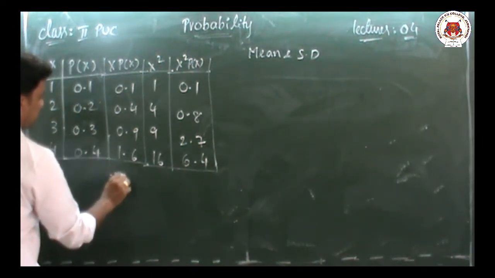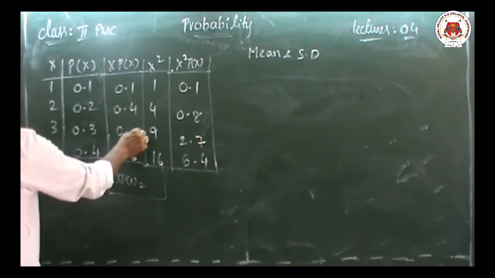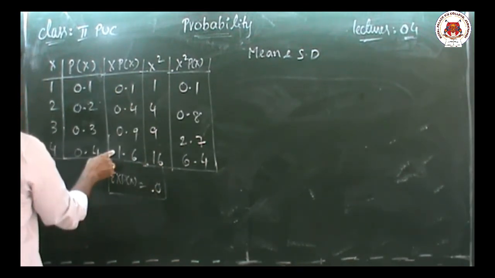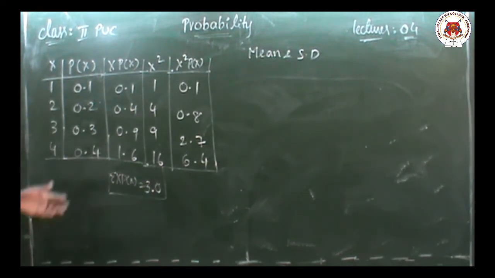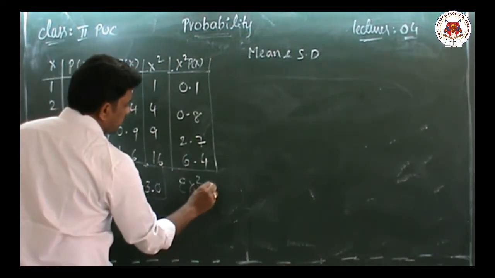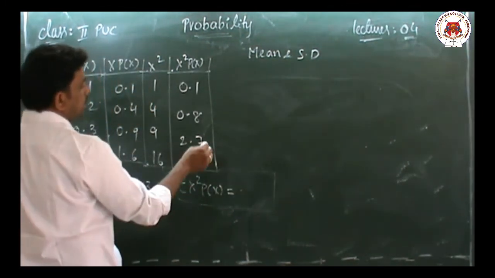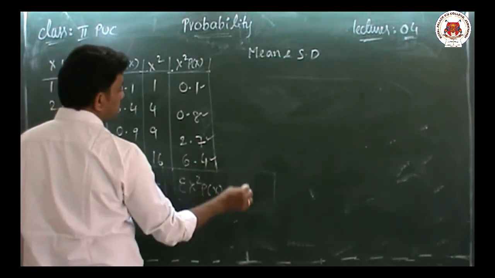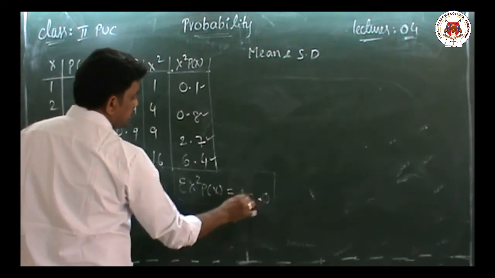So it is the summation of x into p of x. What is the summation of x into p of x? 0.1 plus 0.4 is 0.5, 0.5 plus 0.9 is 1.4, 1.4 plus 1.6 is 3.0. So the answer is 3.0. And this is the summation of x square into p of x: 0.1 plus 0.8 is 0.9, 0.9 plus 2.7 is 3.6, 3.6 plus 6.4 is 10. So this is the value.